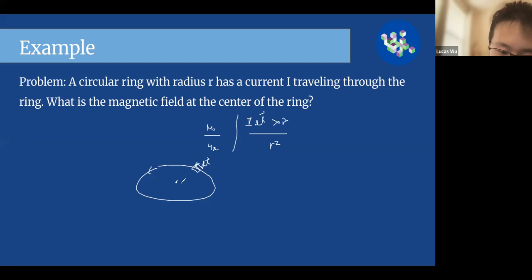My r vector is pointing that way, and it's always perpendicular to dl, because dl is tangent to the circle. This is r cap, or r. If I do the cross product between dl and r, you'll find that the B field would always be pointing upwards, no matter where you're investigating on the wire. So this integral just becomes mu0 over 4 pi, and notice that everywhere, the r and the r squared are all the same.